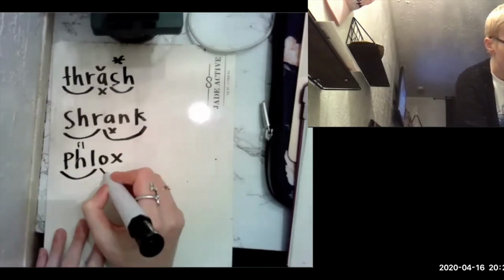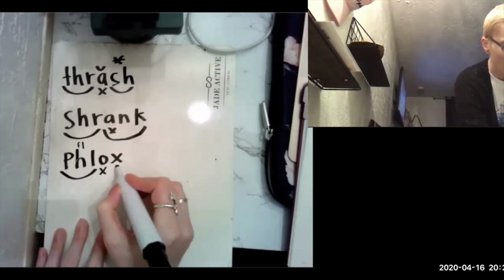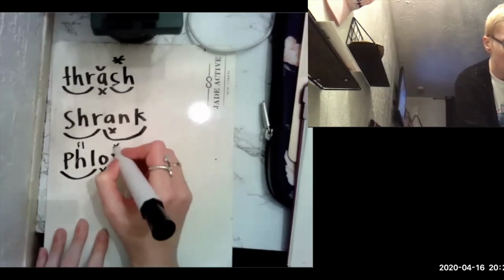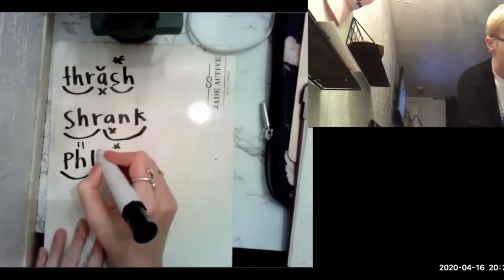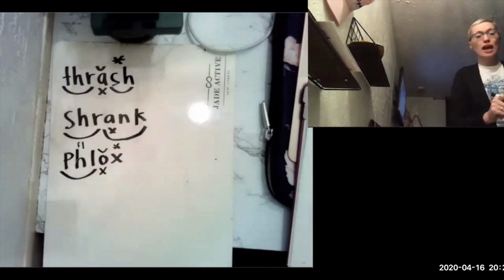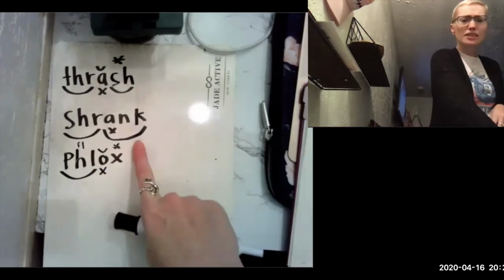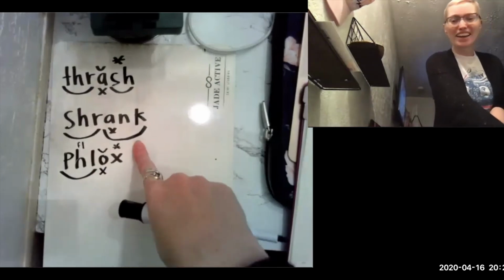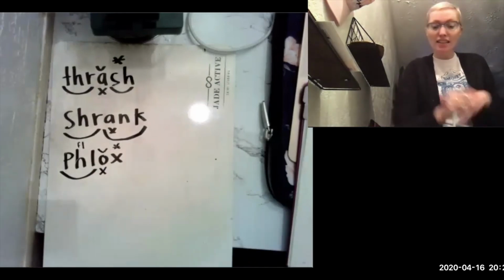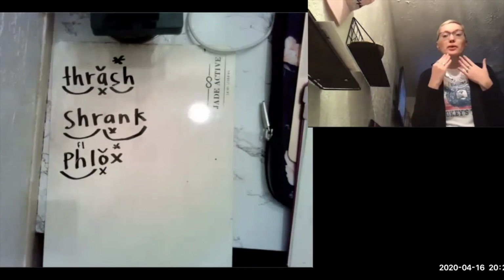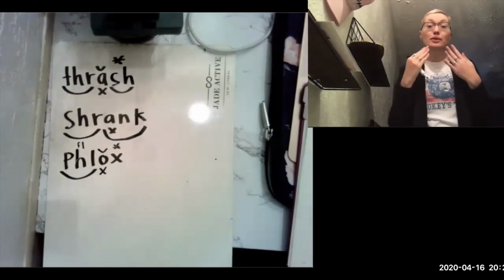We are going to mark our vowel. I have a guardian consonant here after my vowel, so I am marking that. And my O is short. And we're going to point and we're going to read this word, flocks. And we may have missed this one. So which is this one? Shrink. Fantastic.